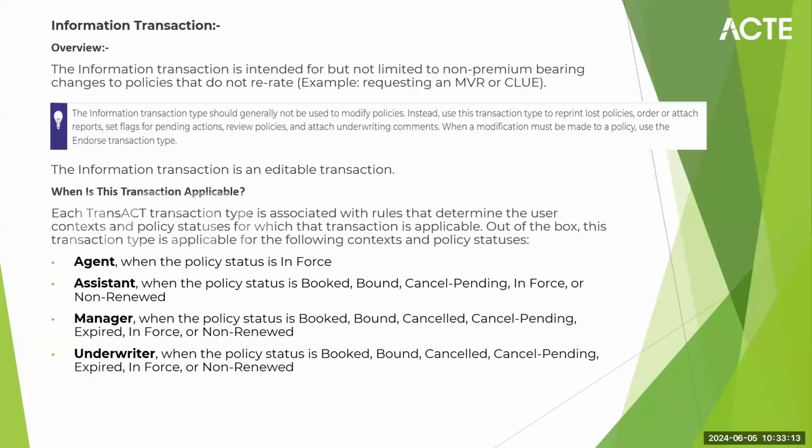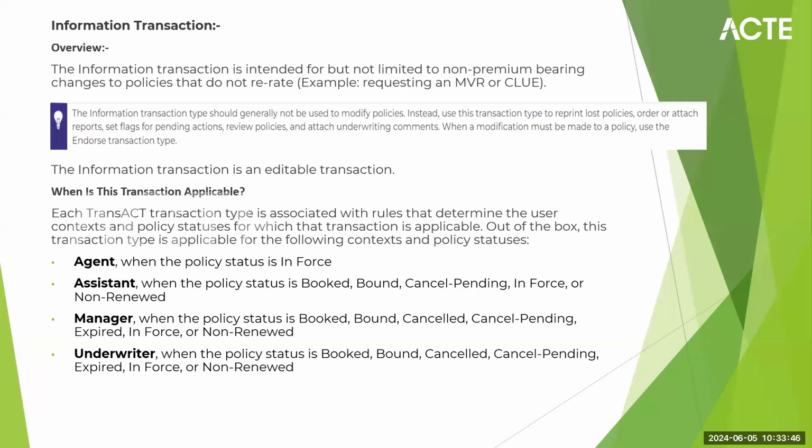If the user has logged in as an agent, then the policy status should be in force. Then only the user can do the information transaction. When the user has logged in as an assistant, the policy status should be booked, bond, cancel pending, enforced or non-renewed. If the user has logged in with manager credentials, then the policy status should be bond, cancel, booked, cancel pending, expired, enforced and non-renewed.